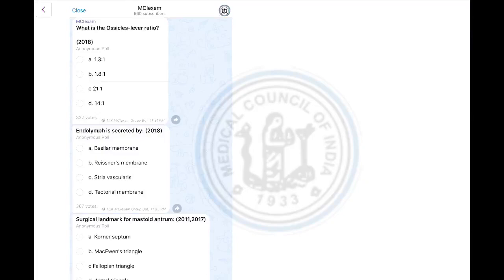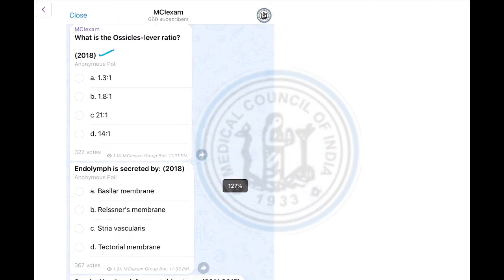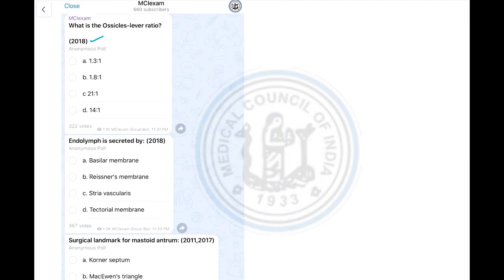Good evening, friends. Today we are going to start our ENT repeated MCQ. Our first question is, what is the ossicle lever ratio? Repeated question in 2018. I'm going to start from the tympanic membrane, then the ossicular chain, and then we will find our answer.